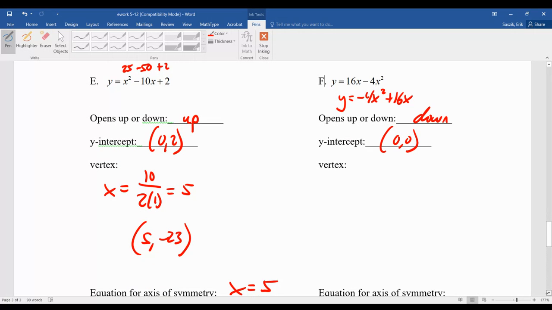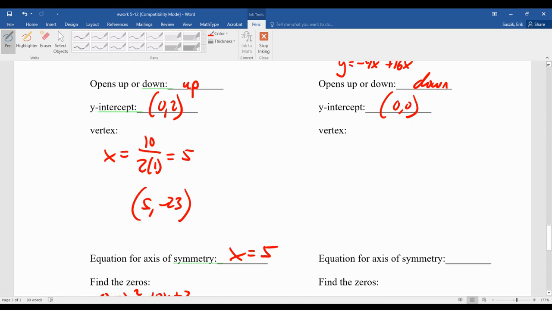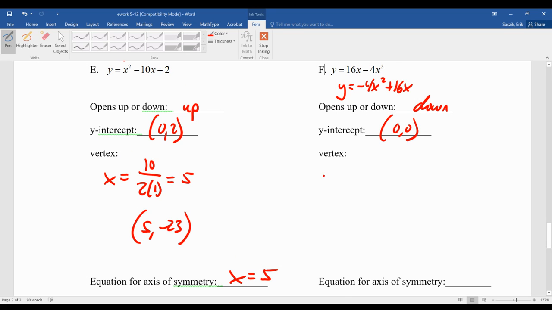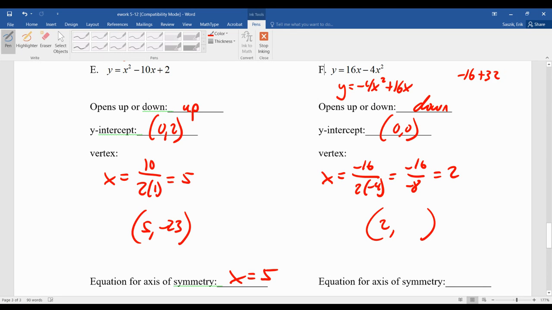All right, this one won't take us long. The vertex, we have to find that. Opposite of B, remember B is 16. So opposite is negative 16 over 2 times A. That's negative 16 over negative 8, which comes out to positive 2. Now I'm going to plug that in. 2 squared is 4. 4 times negative 4 is negative 16. 2 times 16 is 32, and negative 16 plus 32 is 16. So this is x equals 2.